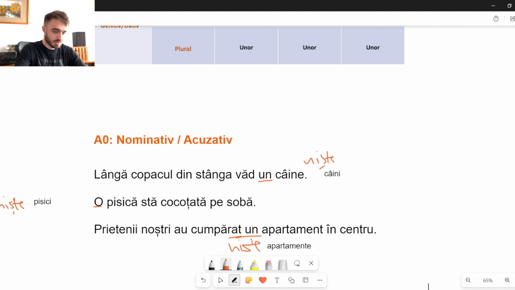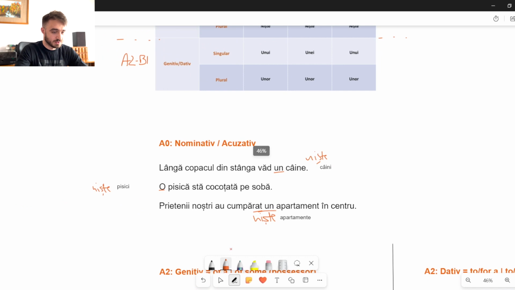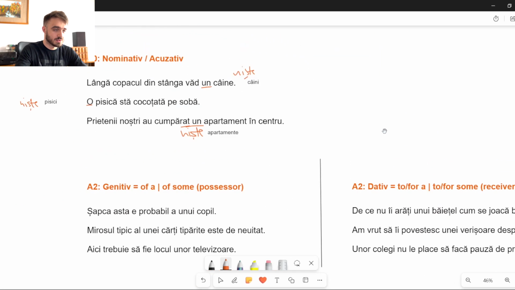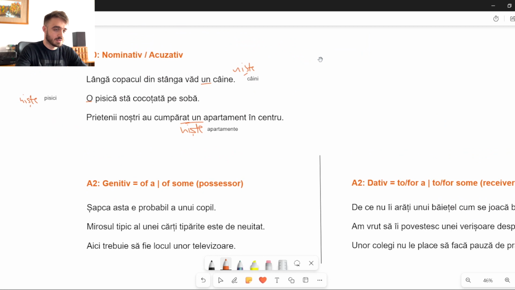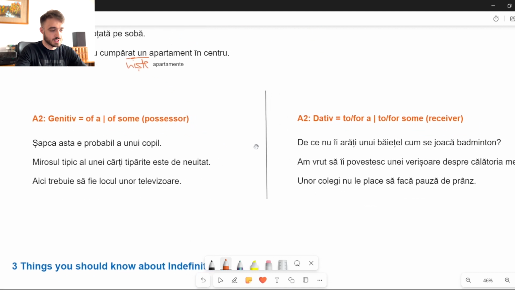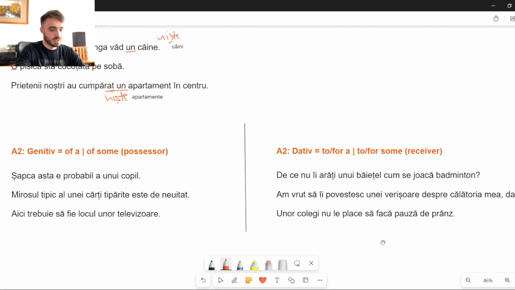Niște doesn't care about gender. Cool. So that's the basics. Now, let's get to something a bit more advanced. So that was nominative accusative. This is probably, I would say, somewhere about 60-70% of what you need to use. But then you will have some situations like this with genitive and dative.